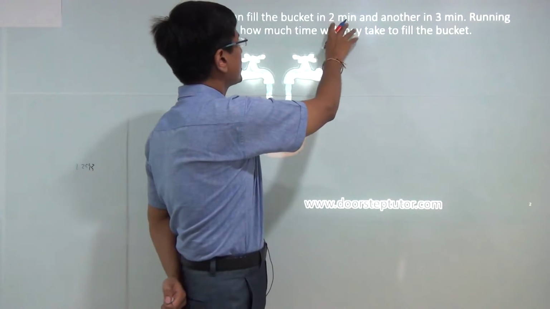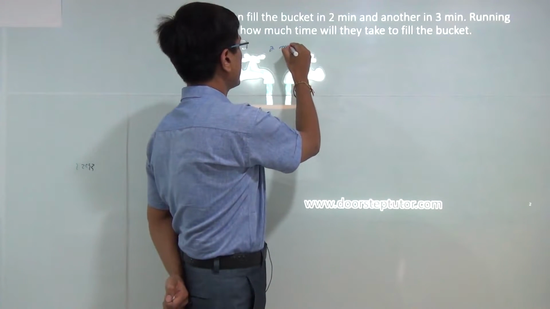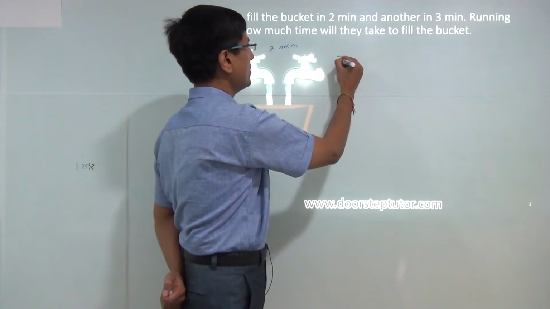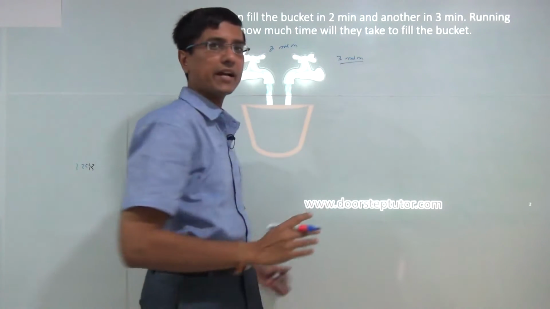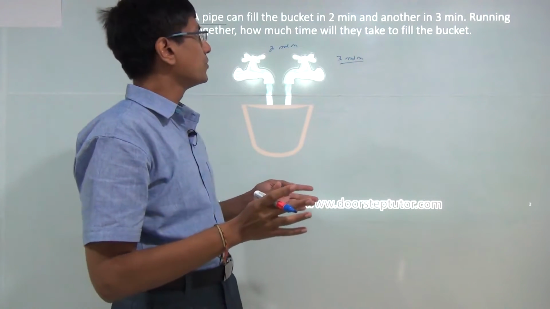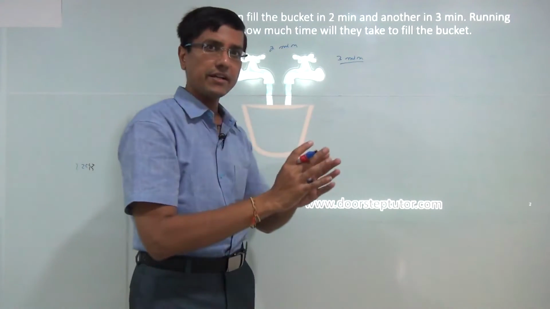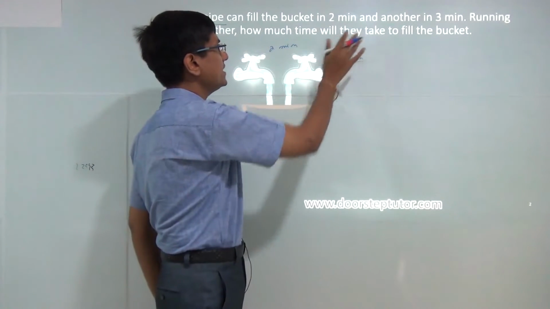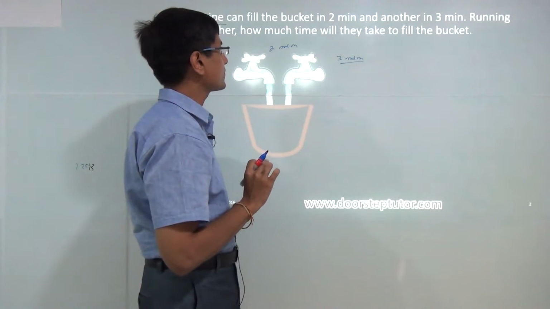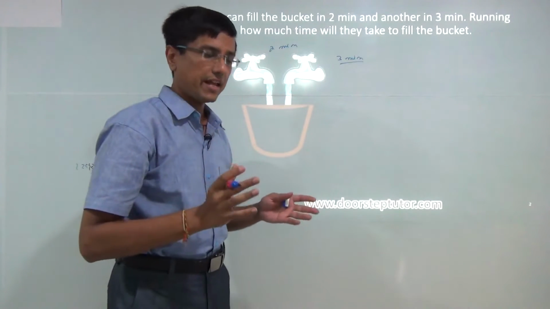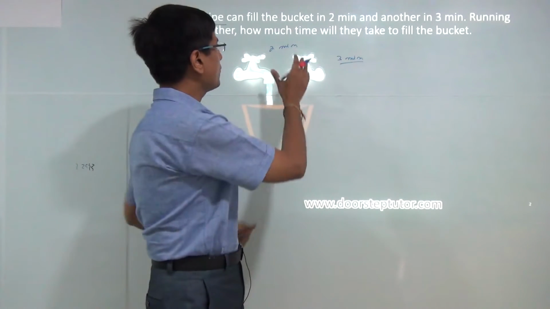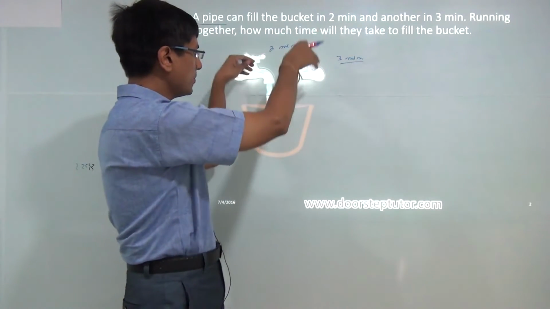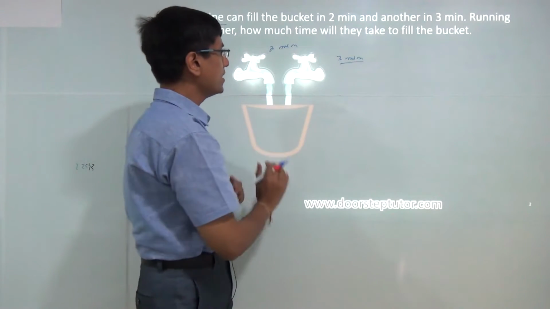So there is a pipe which can fill a bucket in 2 minutes, and there is another pipe which can fill the bucket in 3 minutes. So obviously they are filling the bucket at different rates. Now we are asked, if both of them were filling the bucket together, how long will it take? This is the very typical question. This is the traditional way of looking at this problem, that there is a single bucket and the pipes are pouring liquid into that bucket.